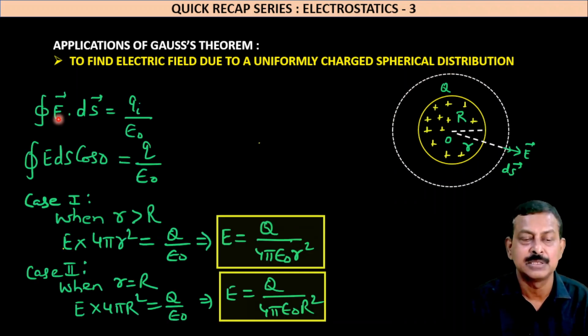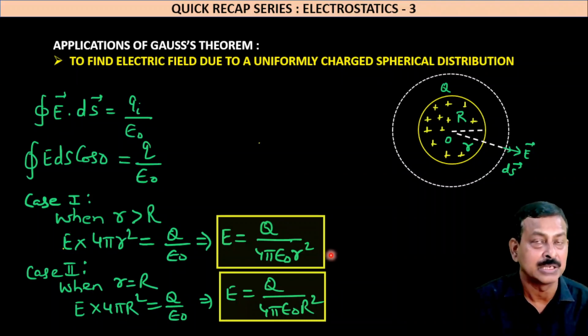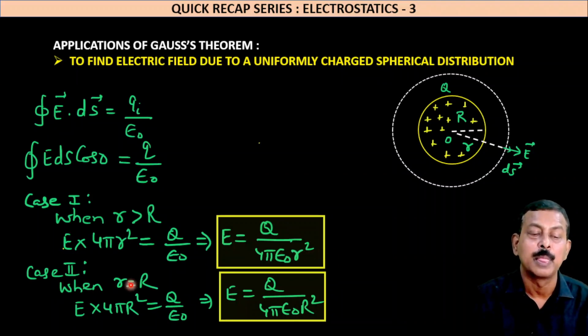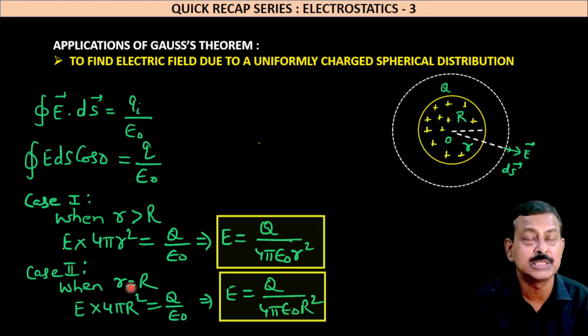Again, it is ∮E·dS equals qi by epsilon naught, which is written as E dS cos 0 equals qi by epsilon naught. For the first case, when r is greater than capital R, E into 4 pi r square equals q by epsilon naught, so E equals Q by 4 pi epsilon naught r square. For the second case, when small r is equal to capital R, the observation point is on the surface of the spherical distribution.